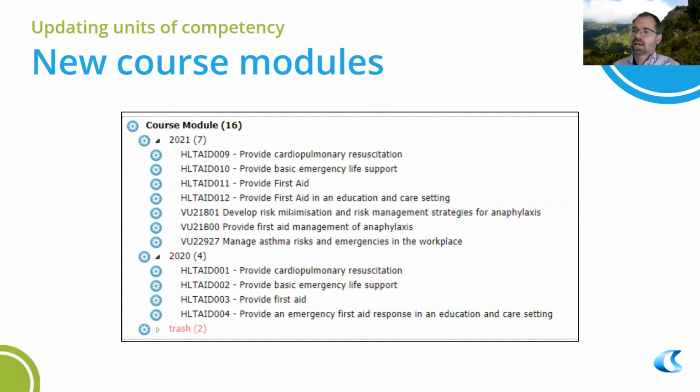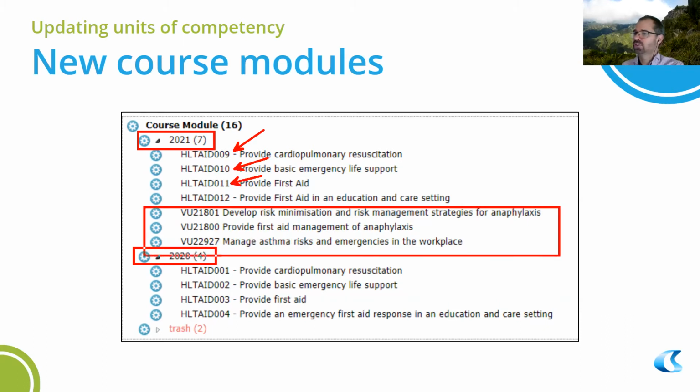So here's an example where we have created the course modules and put them into categories. I've got these two categories here. One's for 2020 and before, and one's 2021. And you can see we've got all these new units. Now, what I actually did is I then went and put these units, even though they haven't changed, into the 2021 area, just so they're all together.